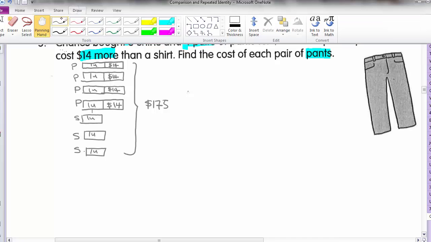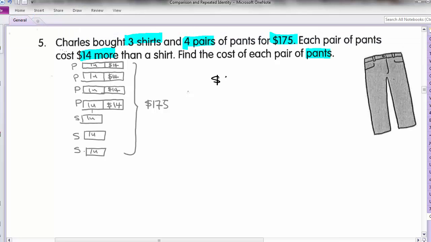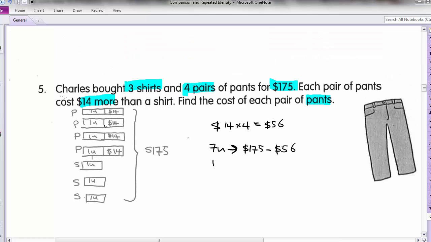So let me get rid of them. Okay, the extras I don't need. So 14 times 4, that will give me 56. So I get rid of them. 175 minus 56, and that will be 7 units. So now 1 unit, 7 units is $119. So 1 unit is 119 divided by 7, and that will give me 17.